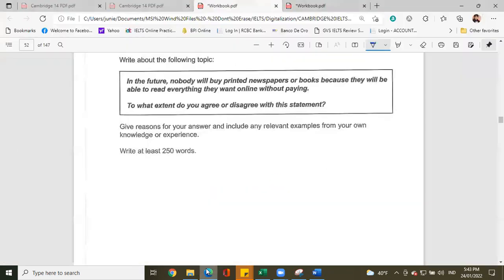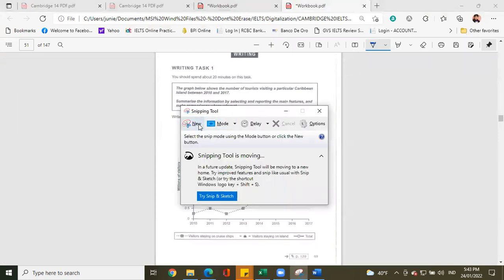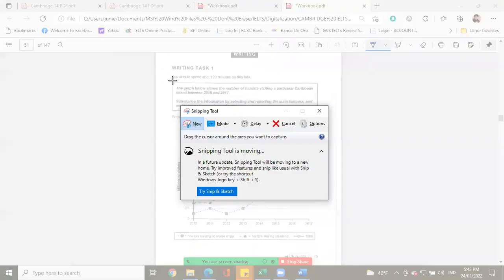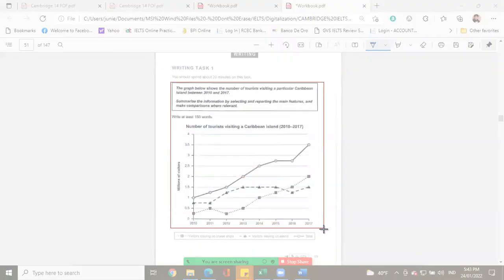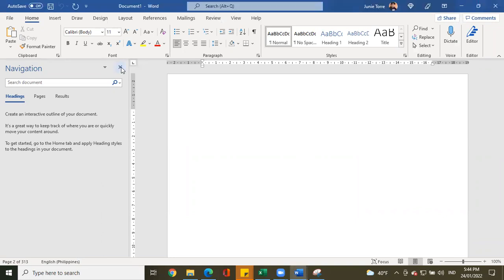So wait, let's open a new document for this one. That's my template page. And then snip natin yon. We will snip this one. Okay, snip natin yun. There. Okay. Yan. Then let's copy paste it to this Word document. Yon. Patience is a virtue. Yarn. Copy pasting.